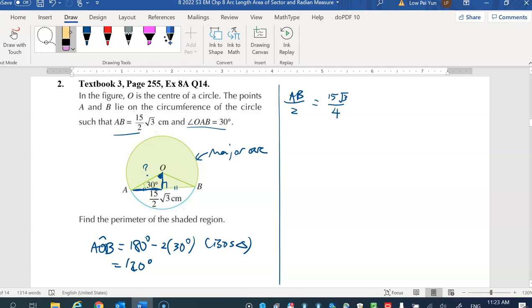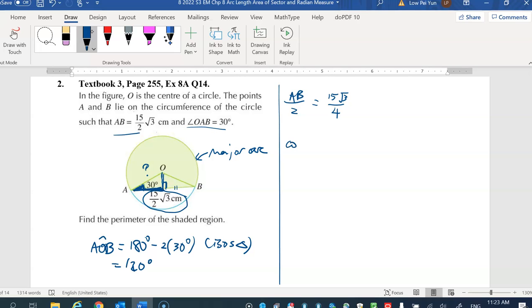Apologies, I do not need to find the angle AOB. I just need to use the 30 degrees which is given, and then I'm done. So if this is the angle involved in this right angle triangle, yes, I need to find the hypotenuse, and I'm given the adjacent. Adjacent is half of this, which is what we have found, 15 root 3 over 4, half over here, half of it only.